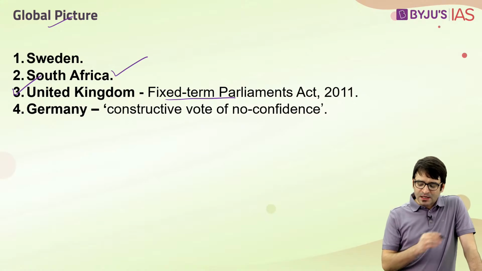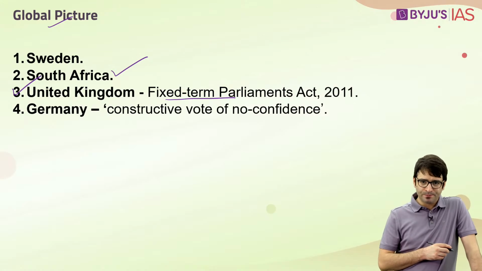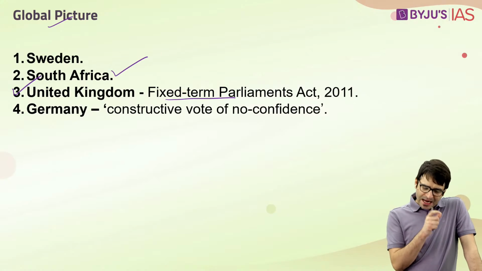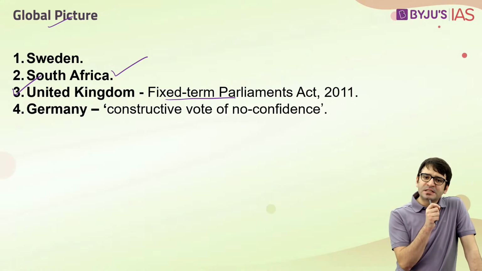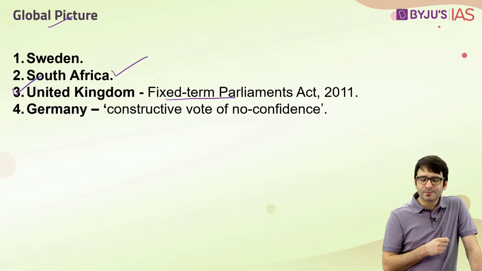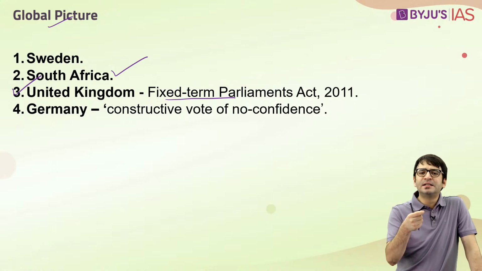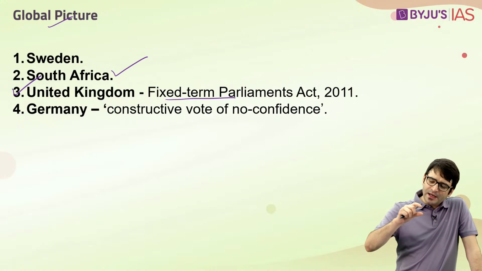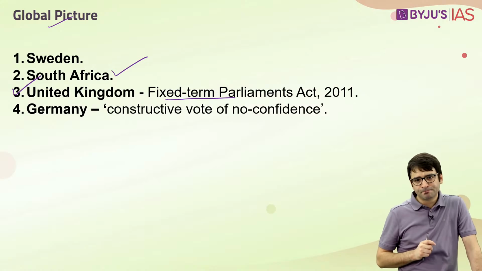United Kingdom, for example, there is a law which was passed in 2011. That's called Fixed Term Parliaments Act 2011. What does that mean? That means if we want to implement simultaneous elections, for that we need to prescribe a fixed term to our legislatures. Something like the United Kingdom has done. In the House of Commons, the tenure is fixed for 5 years.